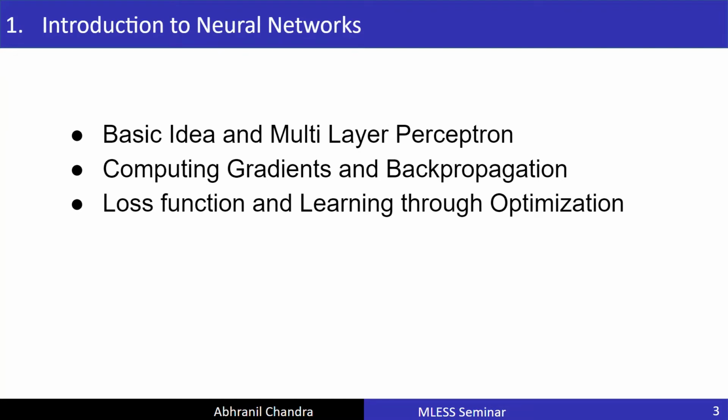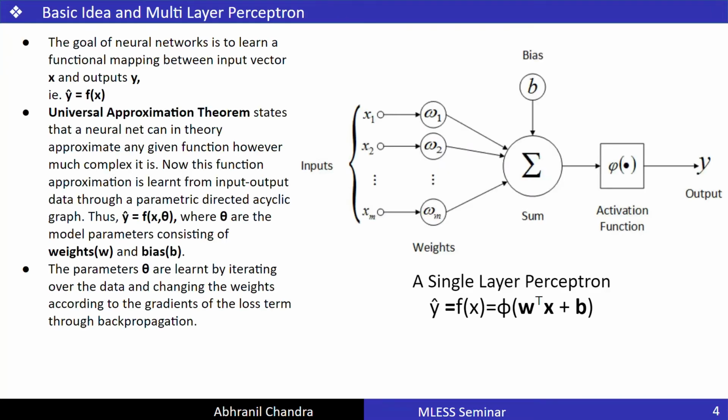Introduction to neural networks. We'll look into the basic idea and the multi-layered perceptron. We'll look at how gradients are computed through backpropagation, and how the loss function and optimization-based learning happens in neural networks. So the goal of a neural network is to learn a functional mapping between an input vector x and output y. y hat is equal to f of x.